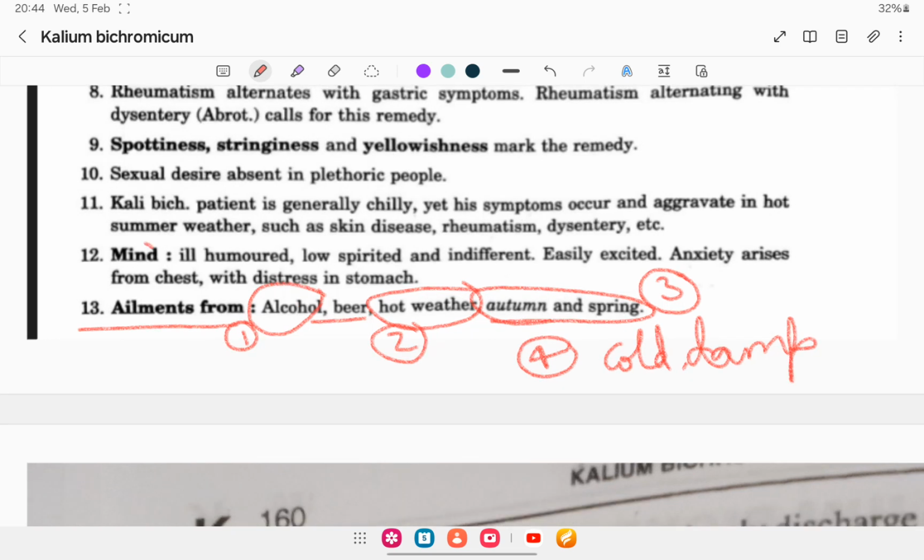Now about the mind. Here it is written ill-humored, which means quarrelsome, bad-tempered, irritable. Number 2, low spirited, sad, despondent and indifferent. Indifferent is lack of interest in anything. Easily excited. Anxiety arises from the chest with distress in the stomach.